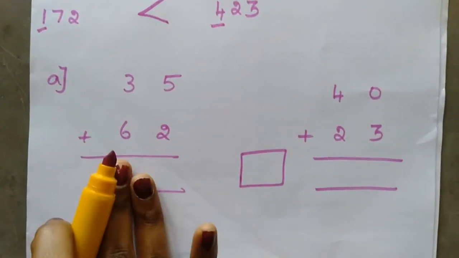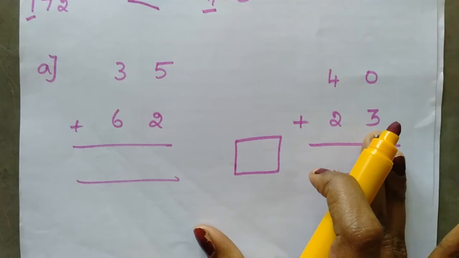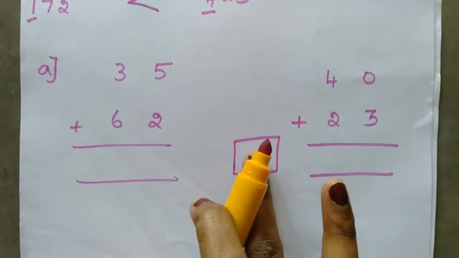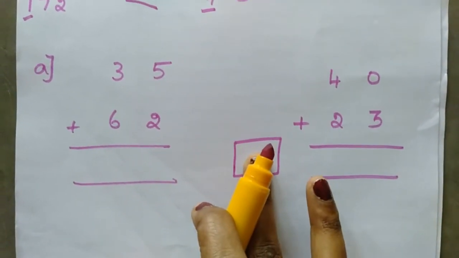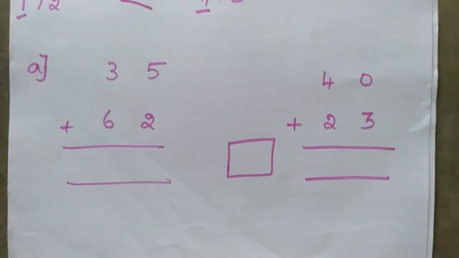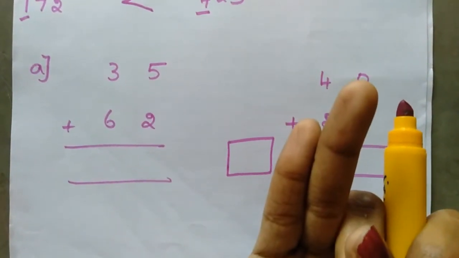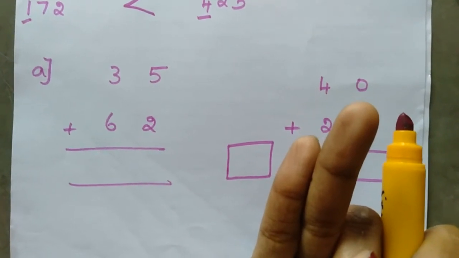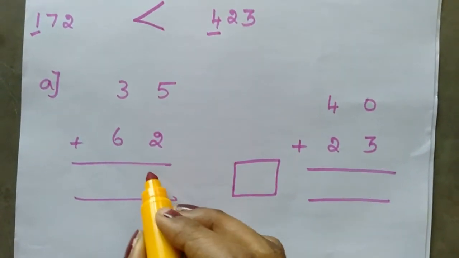You have to add these two numbers, compare them, and use the symbols. First, you have to add. 5 plus 2 is equal to... 5 in the mind, you have to take 2 fingers. 5, after that 6, 7. Very good.